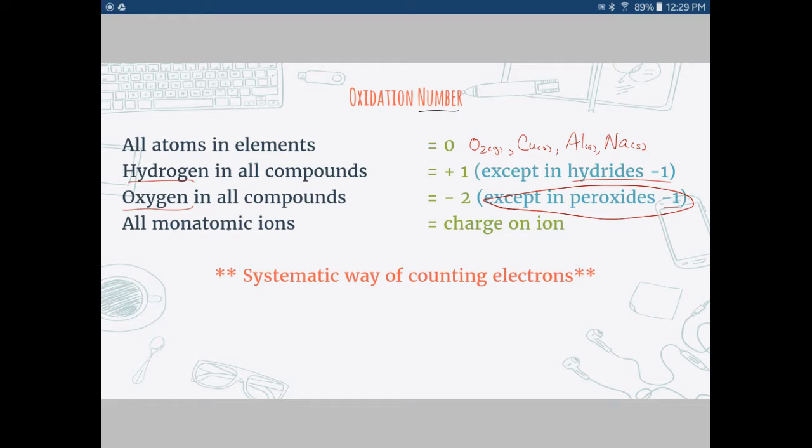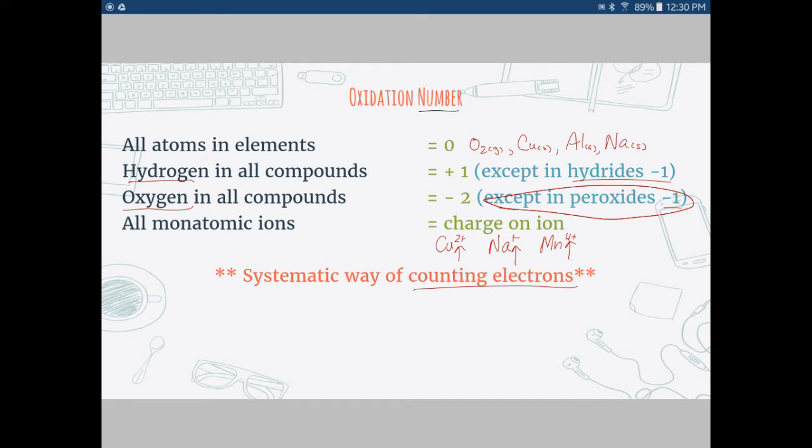All monoatomic ions have the charge of the ion as their oxidation number. For example, if I have copper 2+, the oxidation number is 2+. If I have sodium positive, the oxidation number is +1. If I have manganese 4+, it's the charge on my ion that states my oxidation state. When we're talking about electrochemistry, we're talking about the transfer of electrons, so this is just a way of counting these electrons to keep track of where they're going in a chemical reaction.